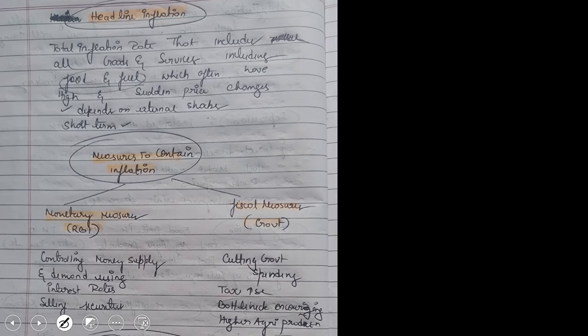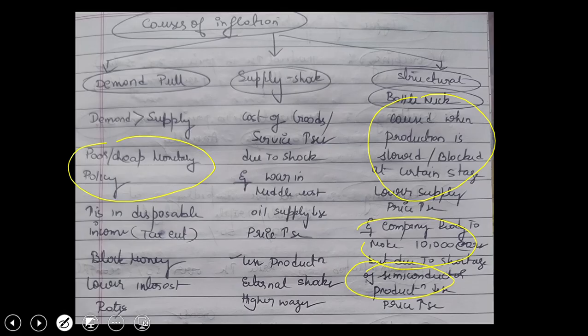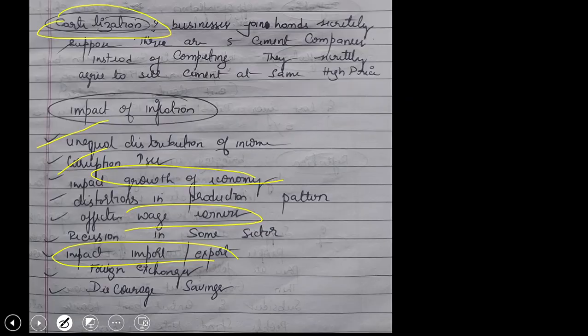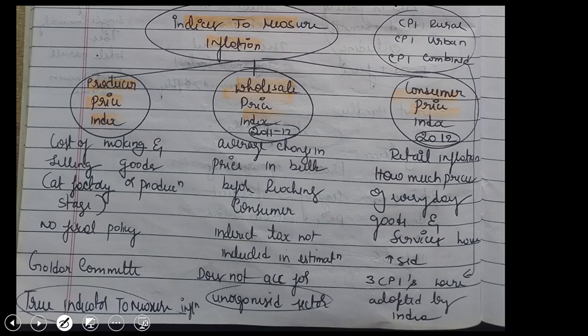What does the government do? The government can reduce tax or give subsidies, or address bottleneck inflation. So what did we study in bottleneck inflation? Here production is slowed at a certain stage, right? So the government can get involved in reducing tax or pricing agricultural products high. That's how the government reduces inflation through fiscal measures, whereas for the RBI it is through monetary measures.